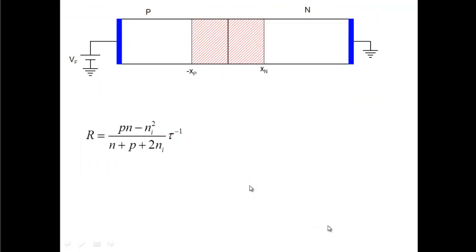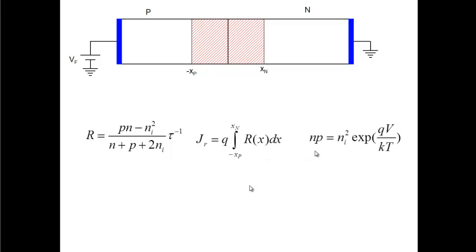The next thing that we do is the following. This is recombination at any particular point, and if we multiply by q and integrate from minus Xp to Xn, it gives us the total recombination current. This is the volume recombination rate, and you integrate it over the entire depletion region to get the total recombination, and to get the current you have to multiply by q.